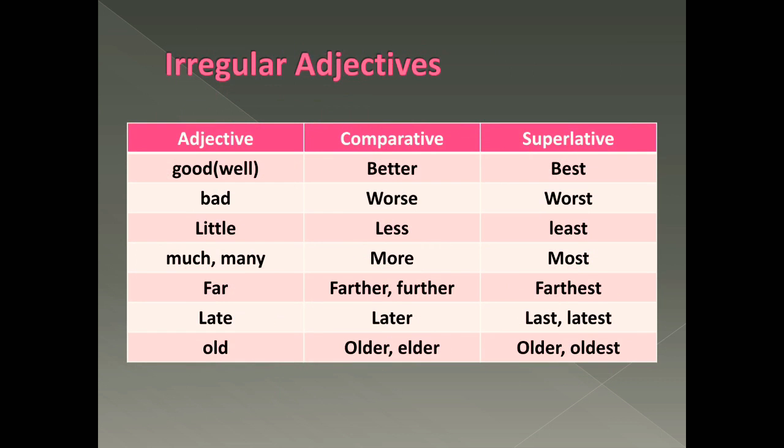Now there are some irregular adjectives like good, better, best; well, better, best; bad, worse, worst; little, less, least; much or many, more, most; far, farther or further, farthest or furthest; late, later, last or latest; old, older or elder, oldest or eldest.